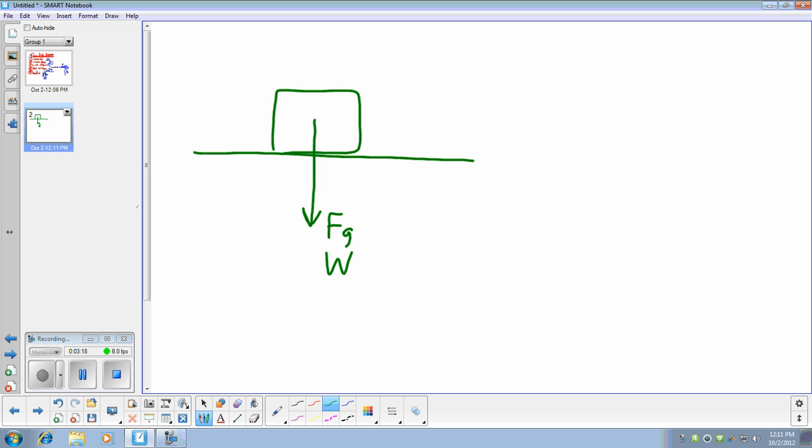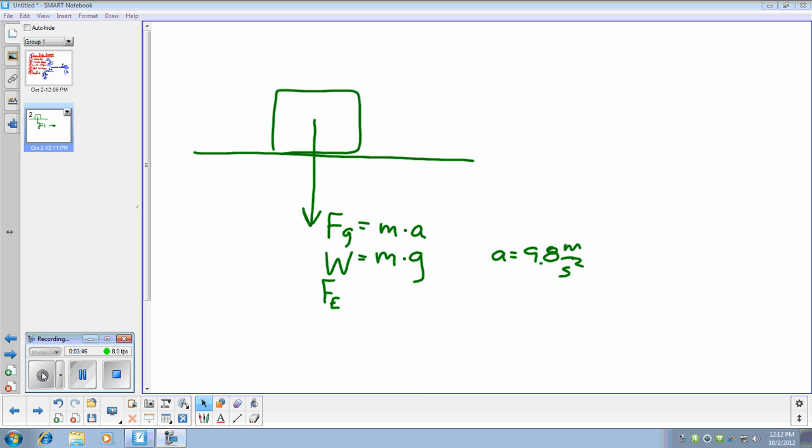Even at one point, I've seen it as F of E for the force of the earth. In all those scenarios, you're talking about the exact same thing. You're talking about the mass multiplied by the acceleration due to gravity. Sometimes this is also written as mass times g. Remember that g and a are both the same thing, and as long as you're on Earth, we're talking about 9.8 meters per second squared.